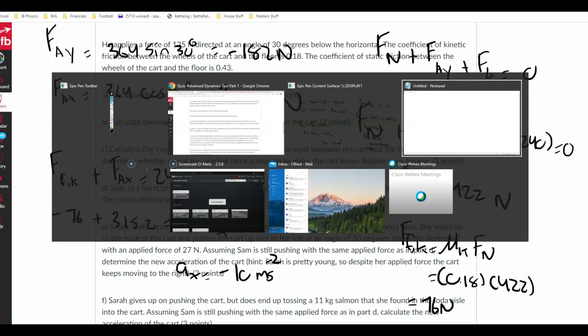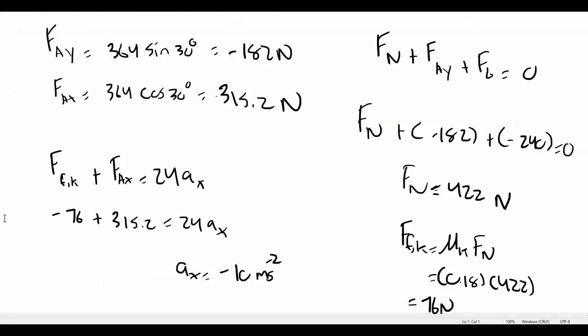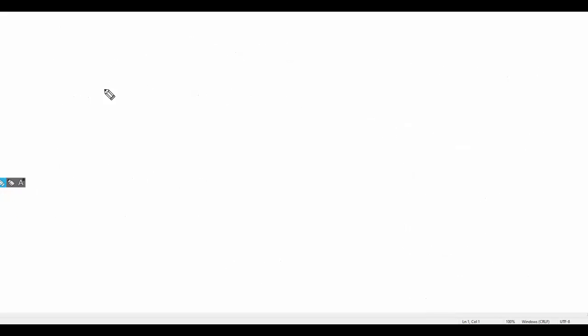Okay, so we have Sarah pushing 20 degrees above the horizontal. Alright, so now my FBD has changed slightly. I have Fg going down. I still have Sam's applied force, that is 30 degrees below the horizontal. I'm going to now call this F Sam. There's still an Fn.